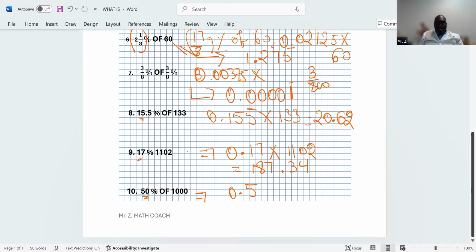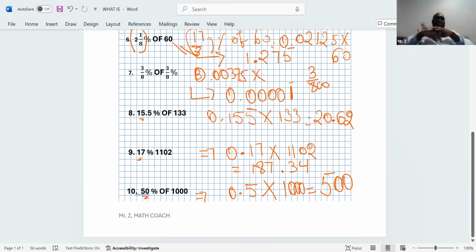Of becomes a multiplication. So you're going to do multiplication right there. So you'll multiply that by 1,000, and once you do that, you will get 500. All right. This is how you solve how to find a given percent of a number, which is different from finding what percent of a number is.